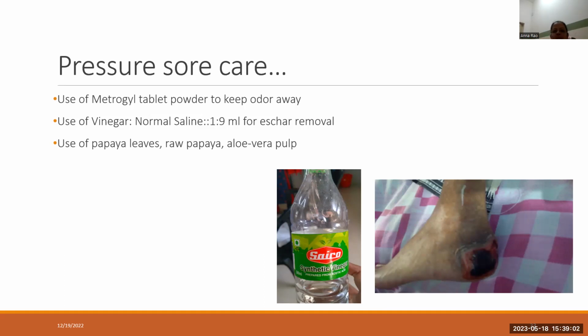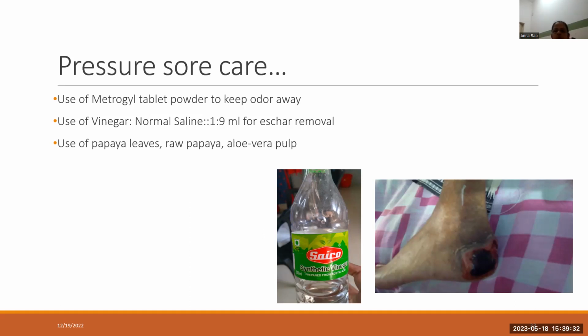In many places, if the wound is smelly, right, then what you can do is use Metrogyl tablet powder. Okay, so you can instruct the caretakers to keep the powdered tablets in an airtight container and sprinkle it over the wound. So that is also an antibiotic, so that also will help. Infection will also get removed.